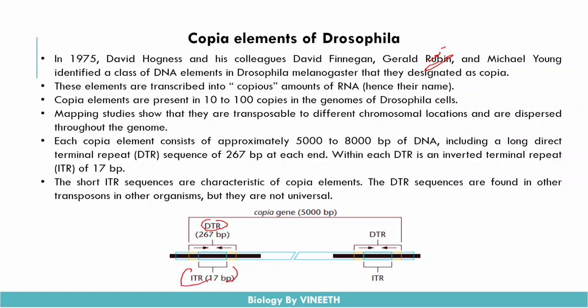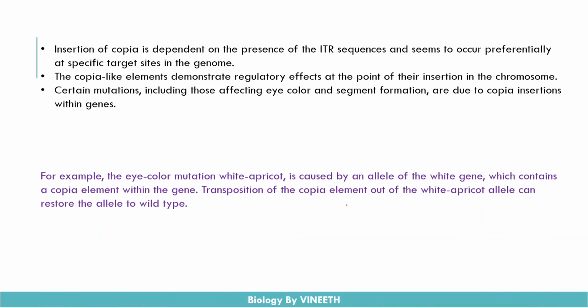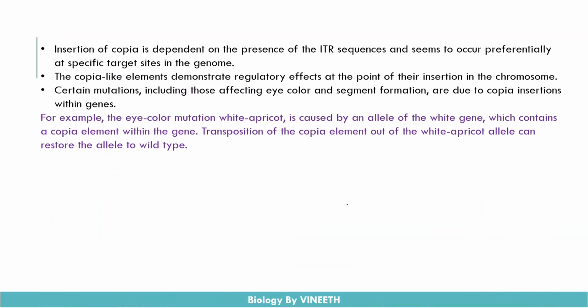We have direct terminal repeats over here, which are inverted, and between these inverted sequences we have inverted terminal repeats of 17 base pairs in length, okay. Two such DTR repeats are present at either end of the transposable element. The entire length of this copia gene is around 5,000 base pairs. And these copia-like elements are responsible for eye color mutations, the production of white apricot, okay.